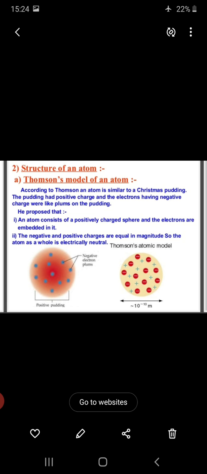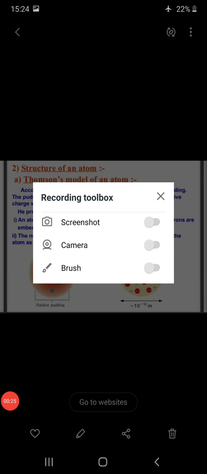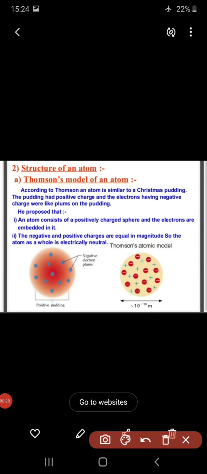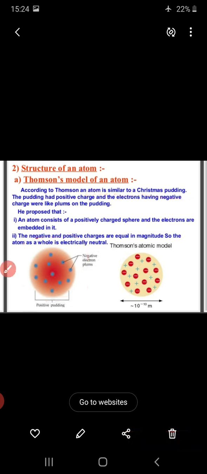According to Thomson, an atom is similar to a Christmas pudding. This is the structure of an atom. The pudding had positive charge, and the electrons, having the negative charge, were like the plums of the pudding.